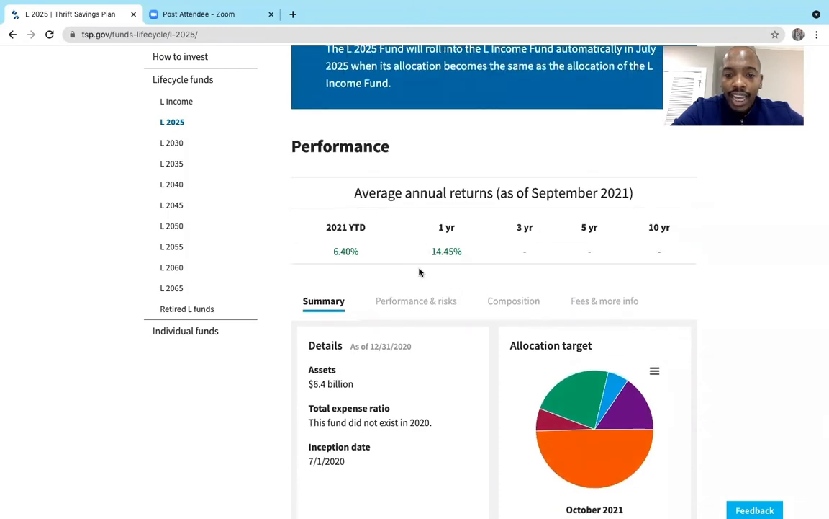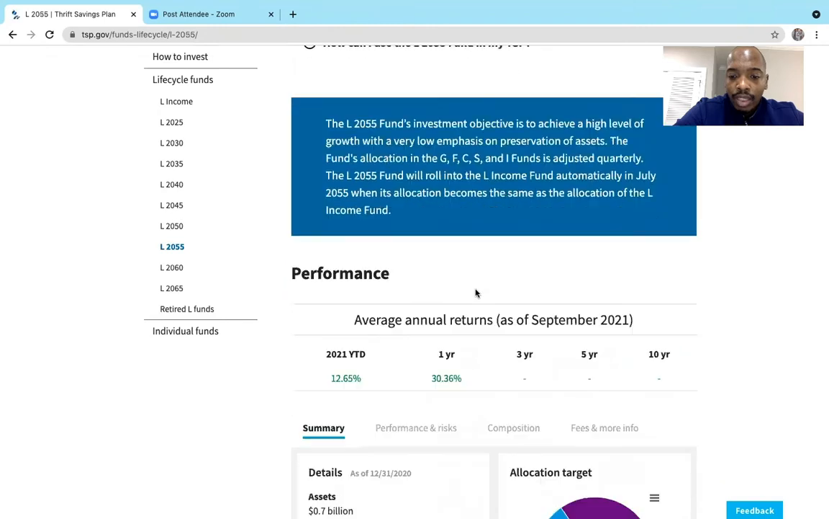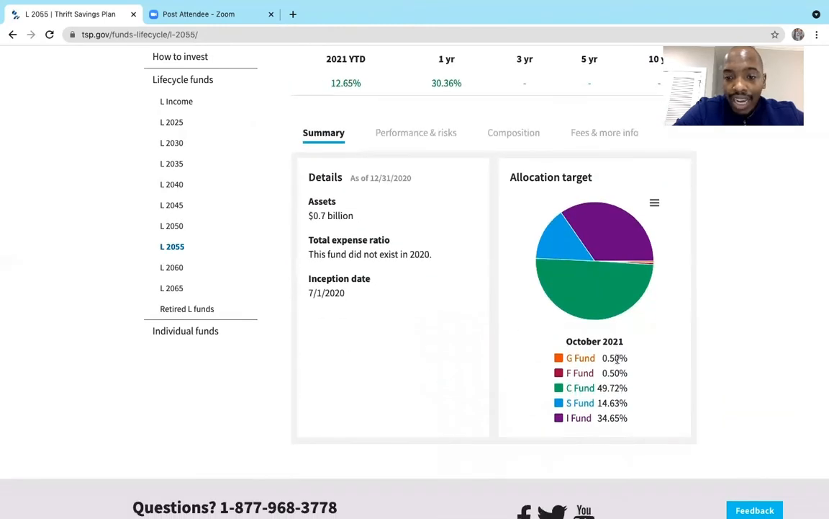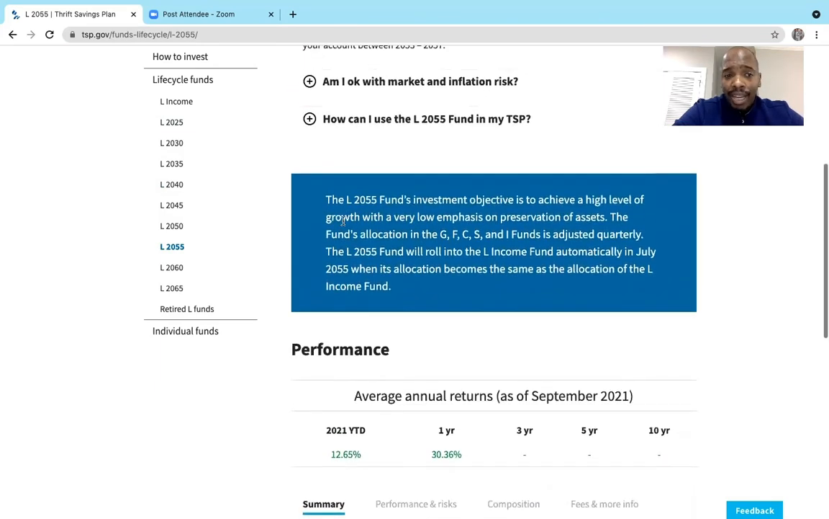You see it recently just came out. So the 1-year returns about 14.45%, which is still really good. But just be mindful that 2020 was actually a really good year in the market, so that may be an outlier. But if we look at the 2055 fund, which is somebody retiring 34 years from now, you can see that we got a little in G, but we're all C, S, and I. So this allows you a very simple way to put together a portfolio of diversified accounts, G fund, C, F, S, and I, without you having to think about it.